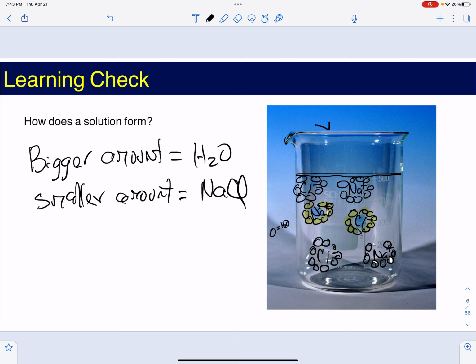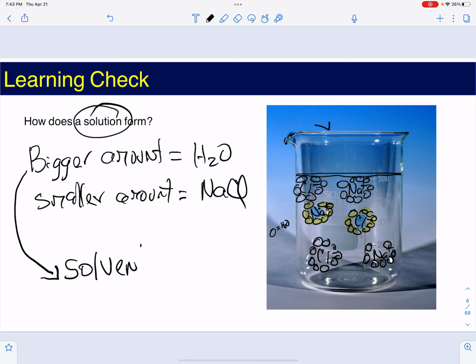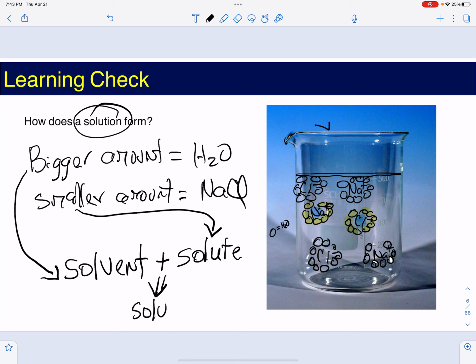So when you have a solution, one of the components is going to be in the bigger amount, the other one is going to be in the smaller amount. The one that is always in the bigger amount, we call that the solvent. The one that is in the smaller amount, or the one that you are dissolving, we call that the solute. So the solute is what you are dissolving. The solvent is what you're using to dissolve it. Both of them combined is what we call the solution.